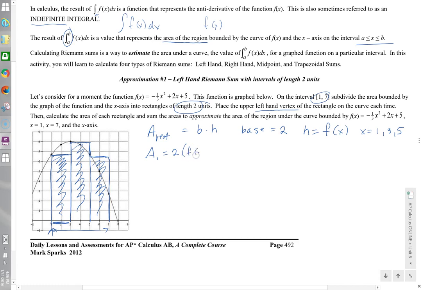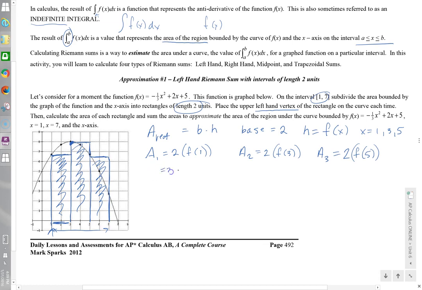So the area of the first one is going to be 2 times the height, which is f of 1, which we can plug into -1/3 x squared plus 2x plus 5. The area of the second rectangle is going to be 2 times f of 3, because that's this height over here. And then the area of the third rectangle is 2 times the function value at 5.